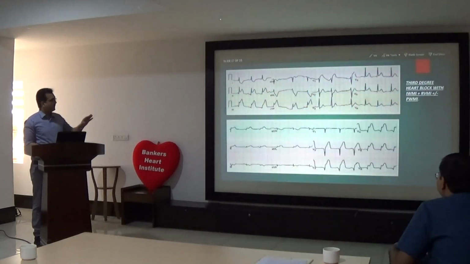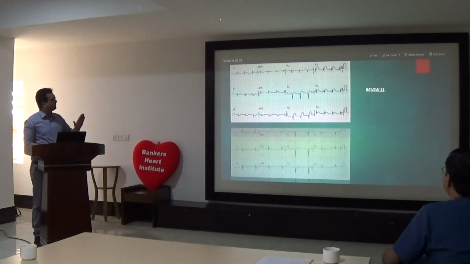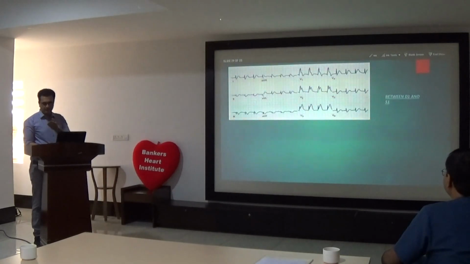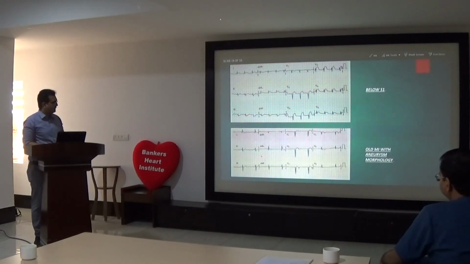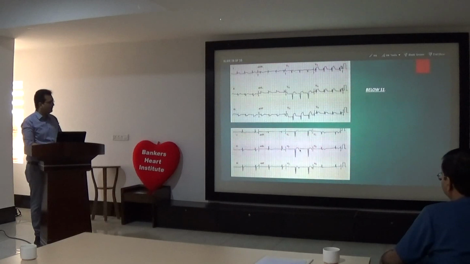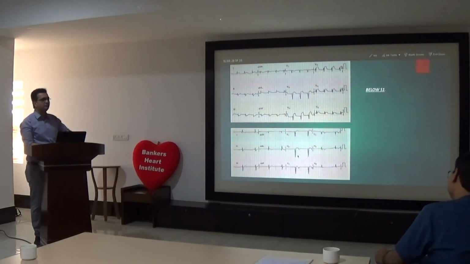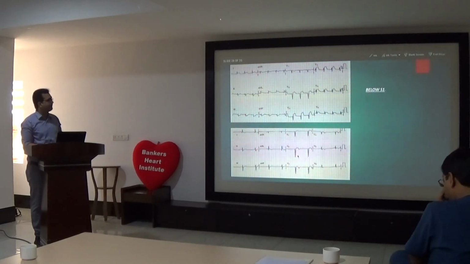So at the end I have discussed a few ECGs along with coronary findings of recent patients. Go one step back. This is not a case of a myocardial infarction. This patient already has developed Q waves, and there is prominent ST elevation with T-wave inversion. So this is a case of old myocardial infarction with LV aneurysm morphology.